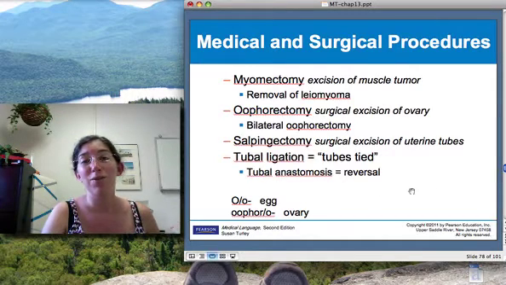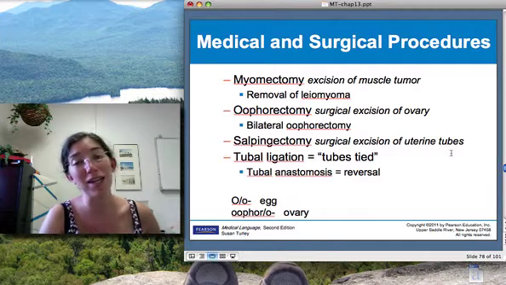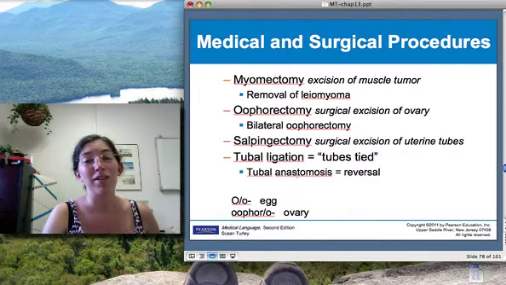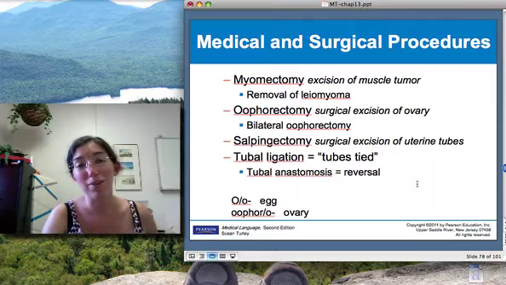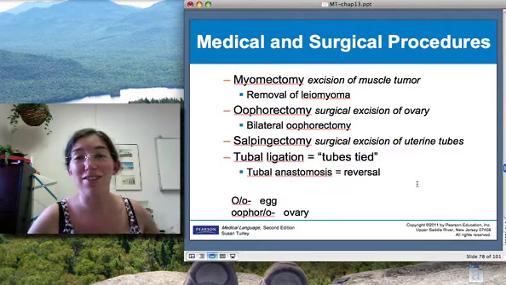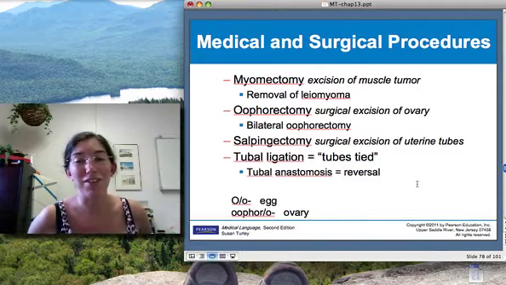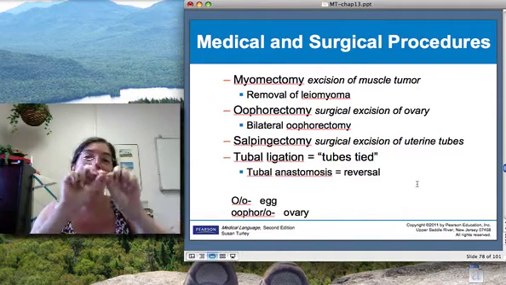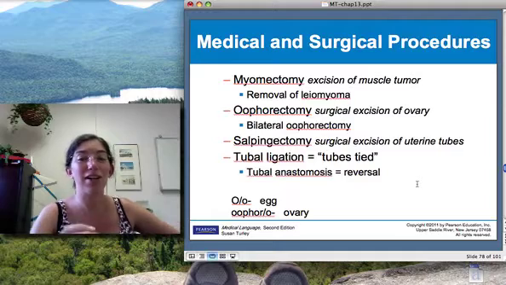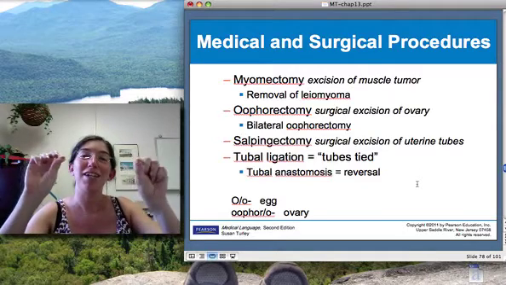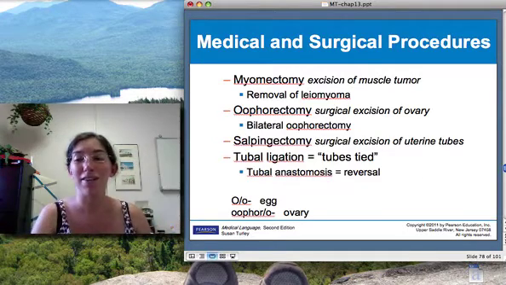And if you want to reverse that procedure, similar to a vasovasostomy, it would be a tubal anastomosis. So essentially taking the 2 tubes, ligating them back together. Or sorry, a tubal anastomosis, taking the 2 tubes and sewing them back together.